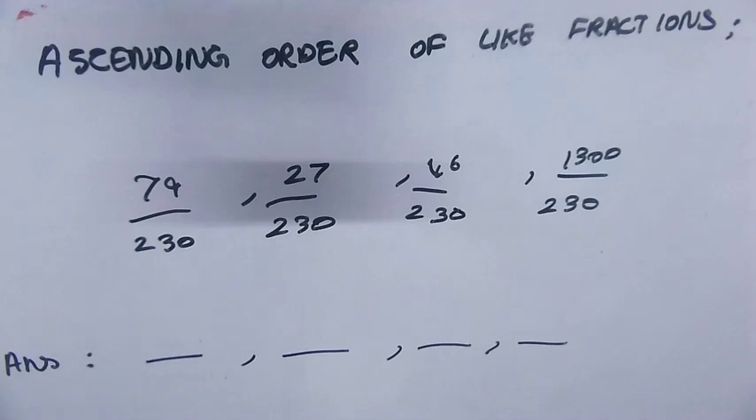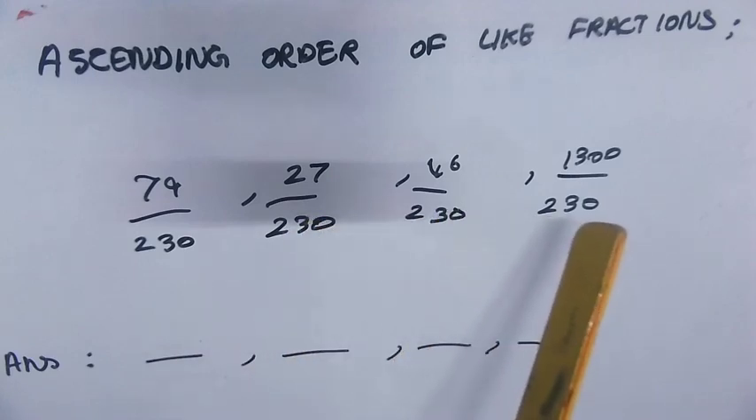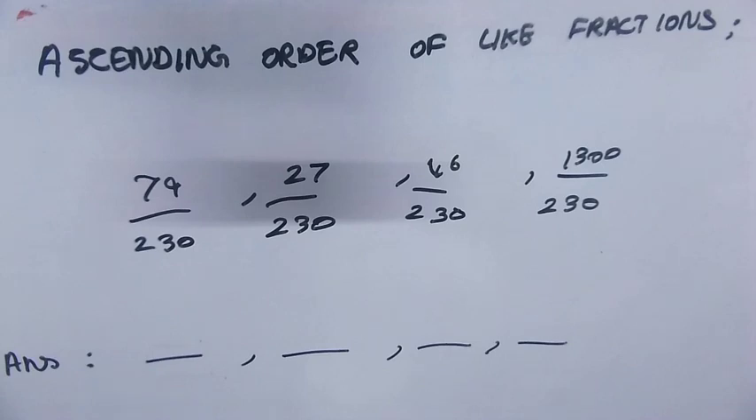As you can see, there are some fractions written on the board: 79 by 230, 27 by 230, 46 by 230, and at last 1300 by 230. All these are like fractions. First you want to make sure it's like fractions, then you move on to the numerators. You see the numerators are 79, 27, 46 and 1300. So we've got to find the smallest numerator, which would be 27. So 27 by 230 is the smallest fraction.